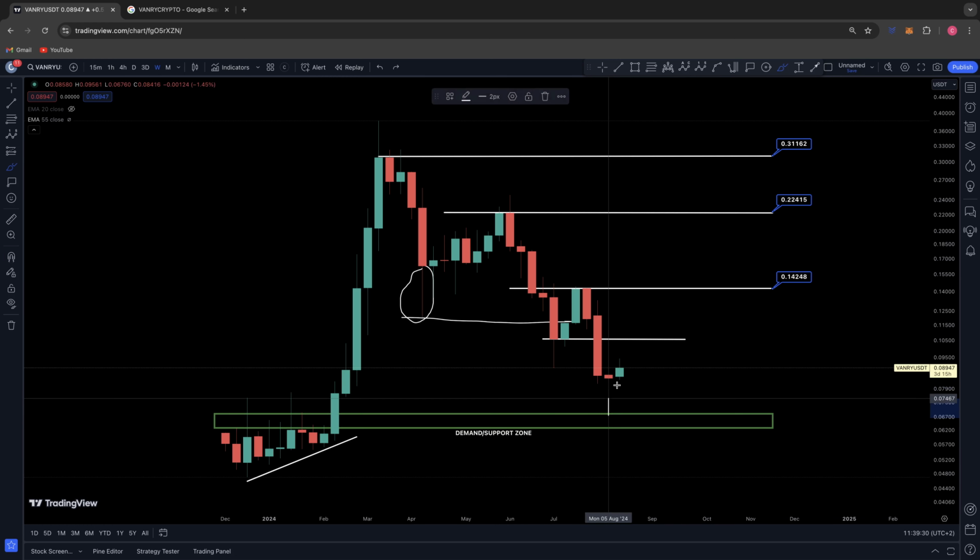And as I've said, if we can get back above this wick level of resistance, because we have this wick right here we need to get above for VANRY at 0.09.